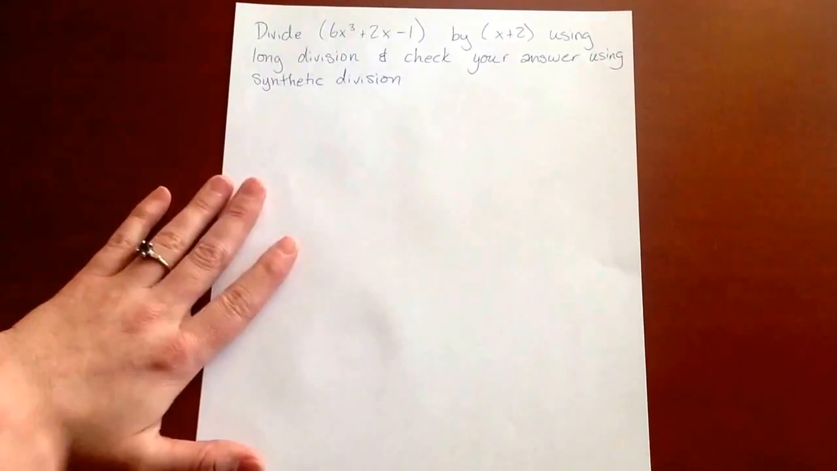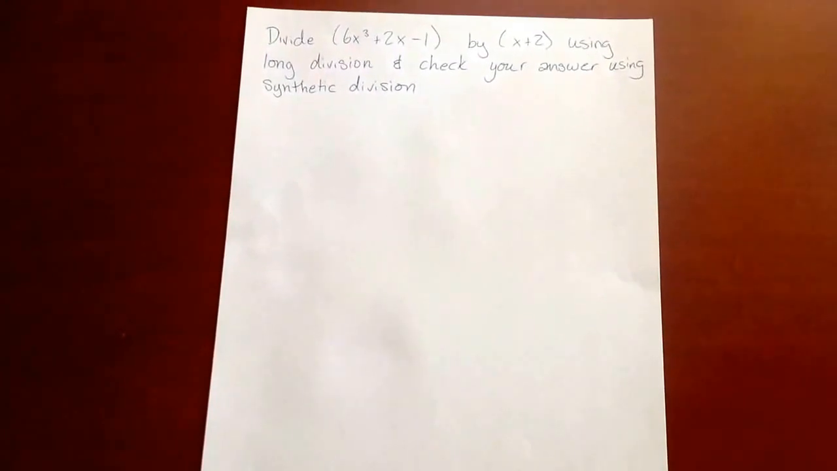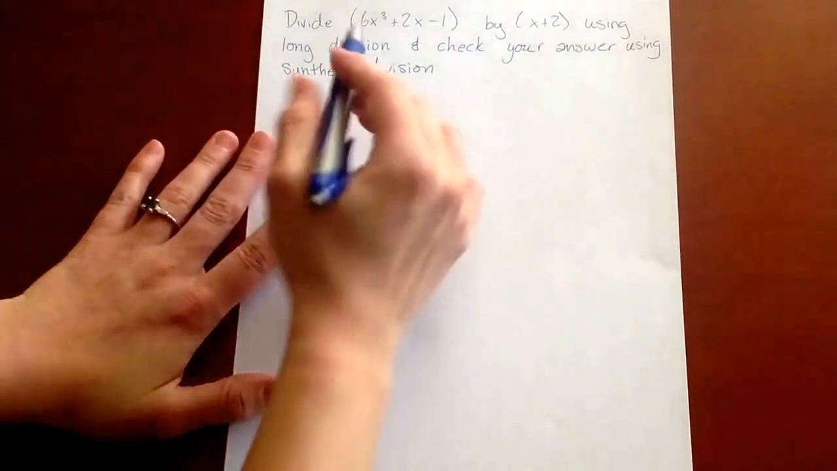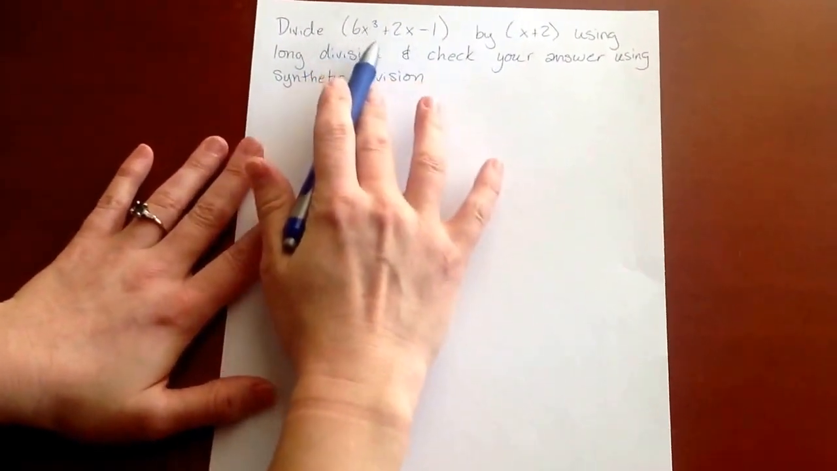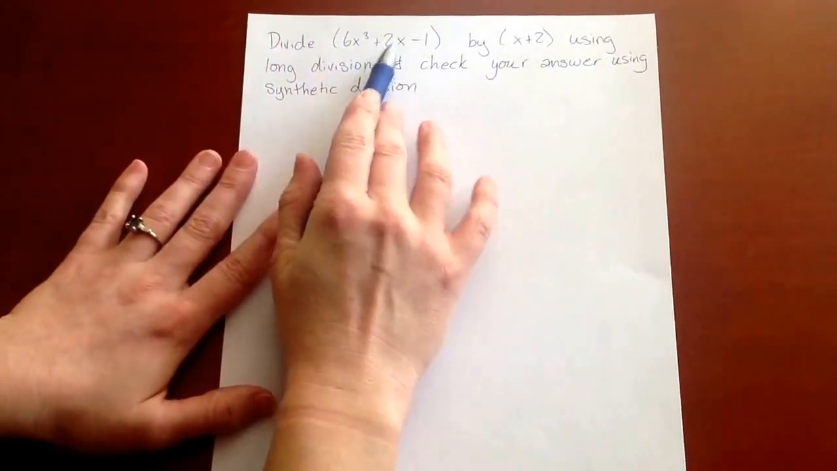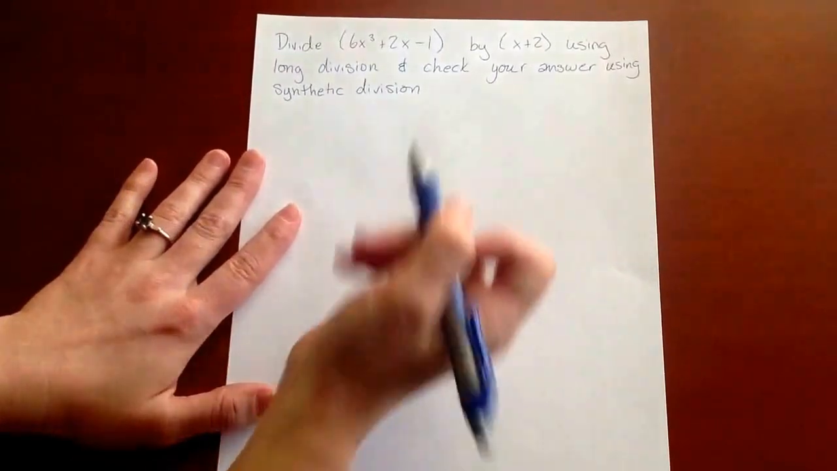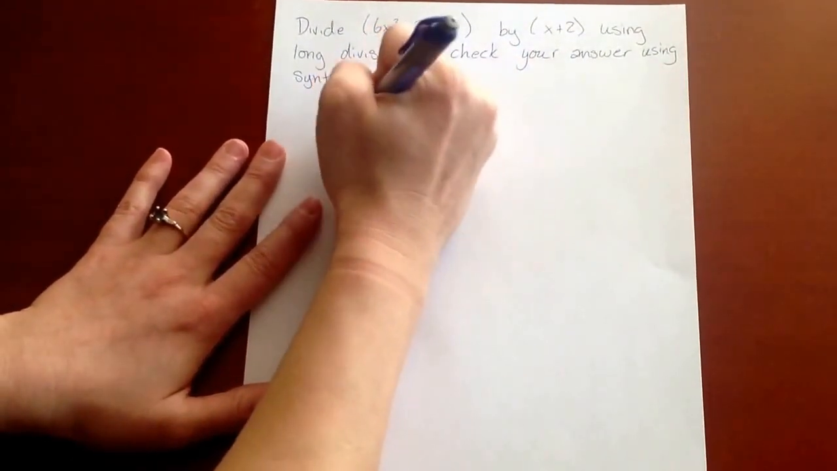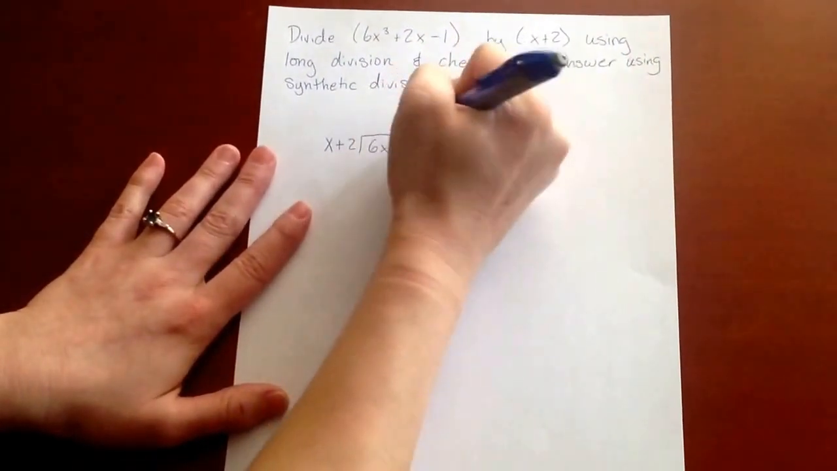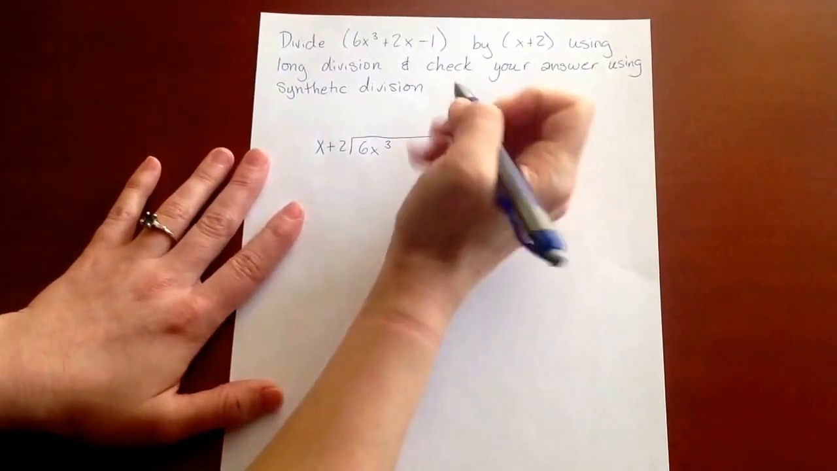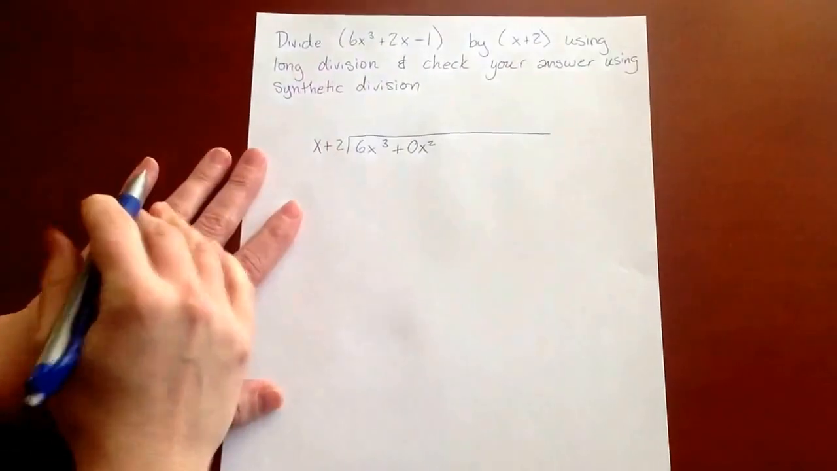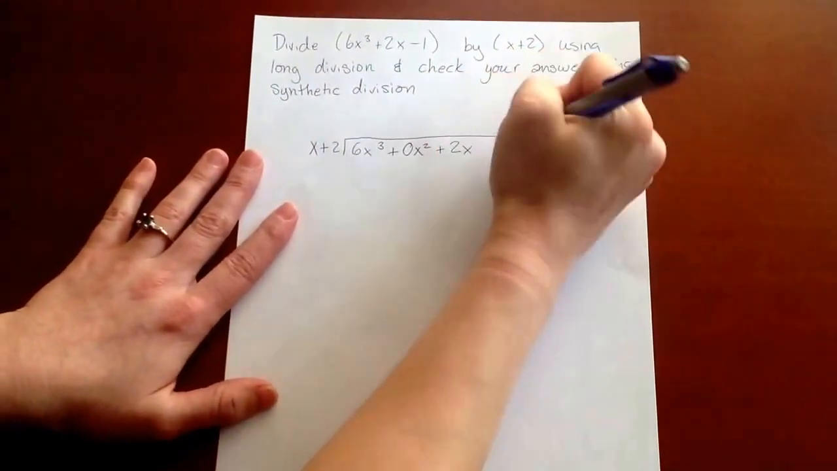So we're going to have to represent that x squared term, and we think, well, how many x squareds are in this expression? And the answer to that is 0x squared. So we're going to rewrite this in long division form, representing that x squared term. We see it has a linear term and a constant, so we're good on the other ones. So we're going to take x plus 2, and we're dividing into this 6x cubed. Again, we don't have an x squared term, so I have to represent it with a 0 coefficient, 0x squared, plus 2x minus 1.